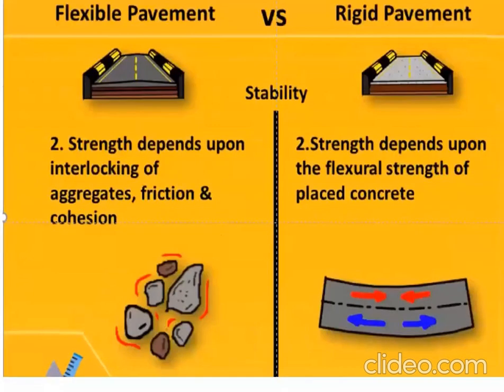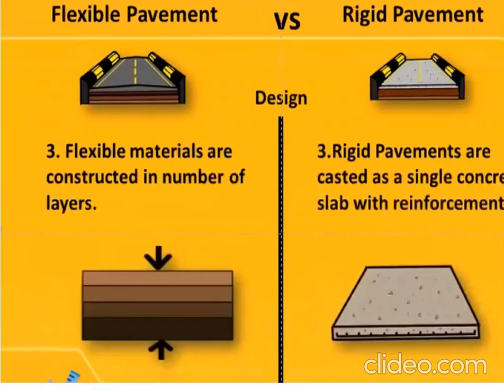Now, how can you differentiate the stability? Stability is the internal resistance of a pavement to react to the loads. If you look at this scenario, in the flexible pavement, strength depends upon interlocking of aggregates, friction and cohesion, while in the rigid pavement, strength depends upon the flexural strength of the placed concrete. The third way is how they are designed.